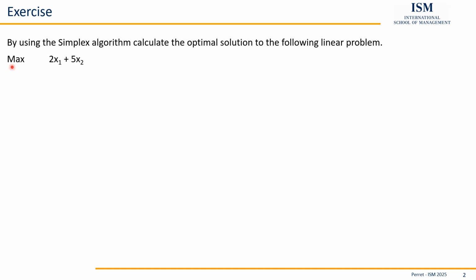So we have a maximization problem with two decision variables, x1, x2, and the objective function 2x1 plus 5x2. In addition to this, we have three constraints. 6x1 plus 5x2 should be smaller or equal to 90. x1 plus 3x2 should be smaller or equal to 24. And finally, x1 plus 2x2 should be equal to 18. Finally, we have those non-negativity constraints that all of our decision variables should be 0 or positive.